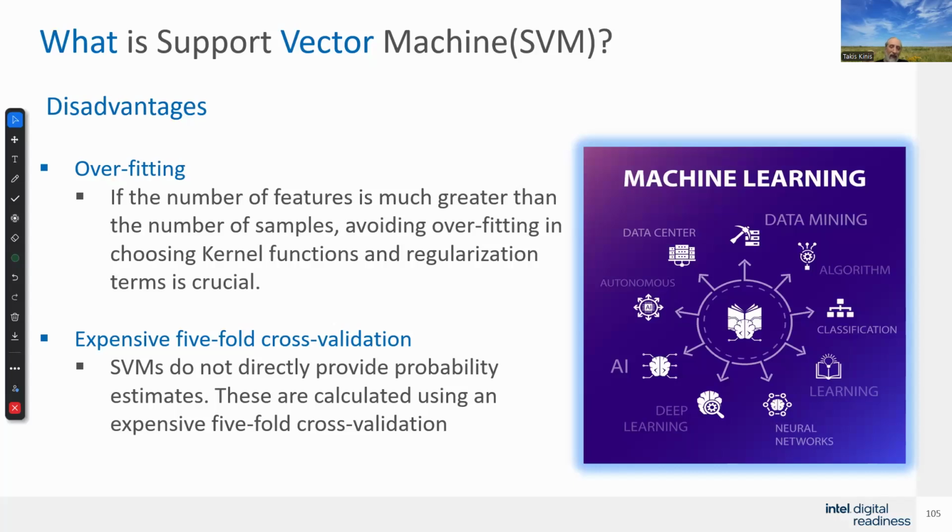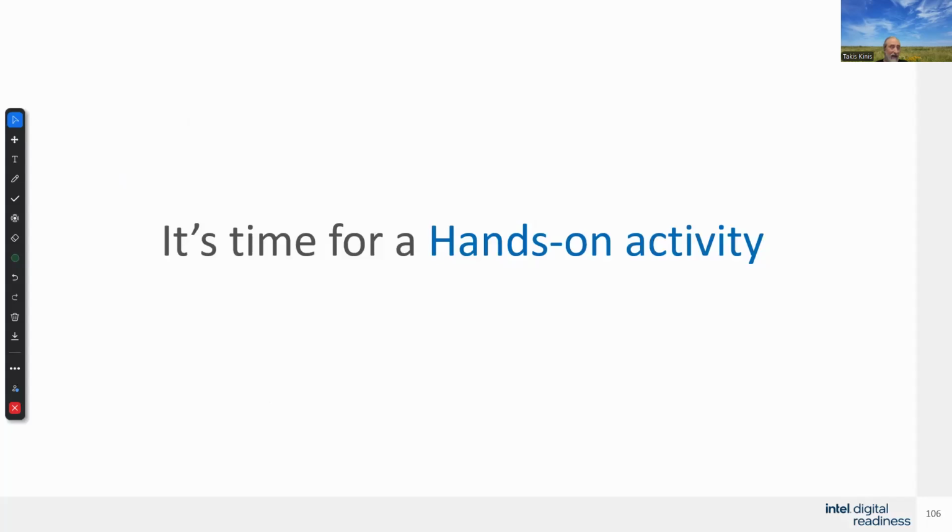Okay, so they have this last statement here. It says it's expensive, five-fold cross validation. And it says SVMs do not directly provide probability estimates. Okay, so it doesn't tell you exactly how certain it is that it's right on a percentage. This is kind of interesting. They're calculated using a five-fold cross validation. So you have to do extra math to figure that out.